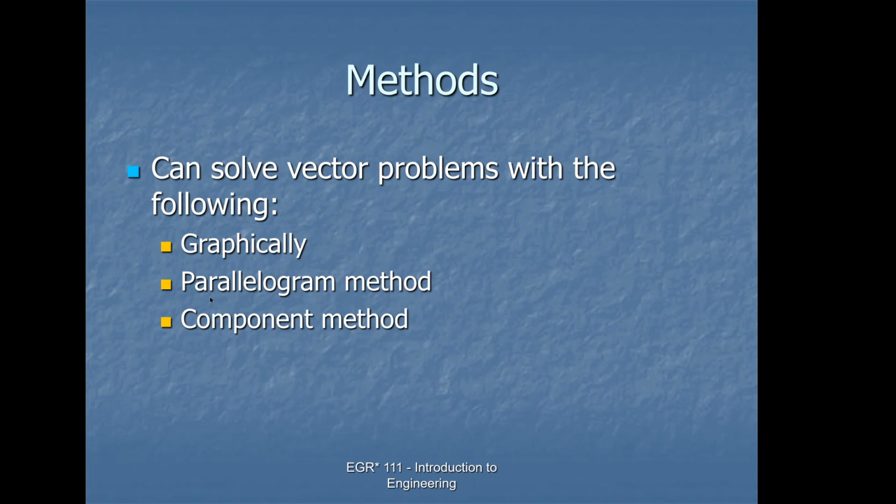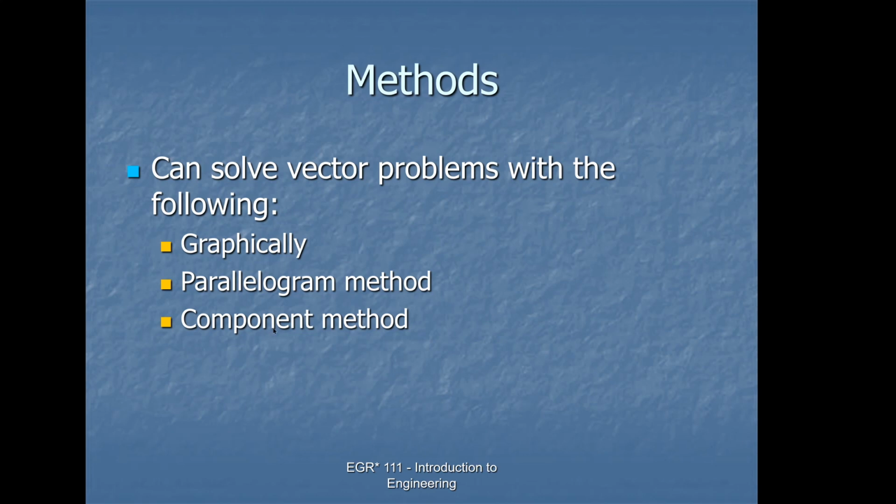Parallelogram method. This one is where we actually take one vector, put it on the head of another one, and then use the internal angles and come up with an end result, going through a process. The last one is a bit more difficult than the component method.